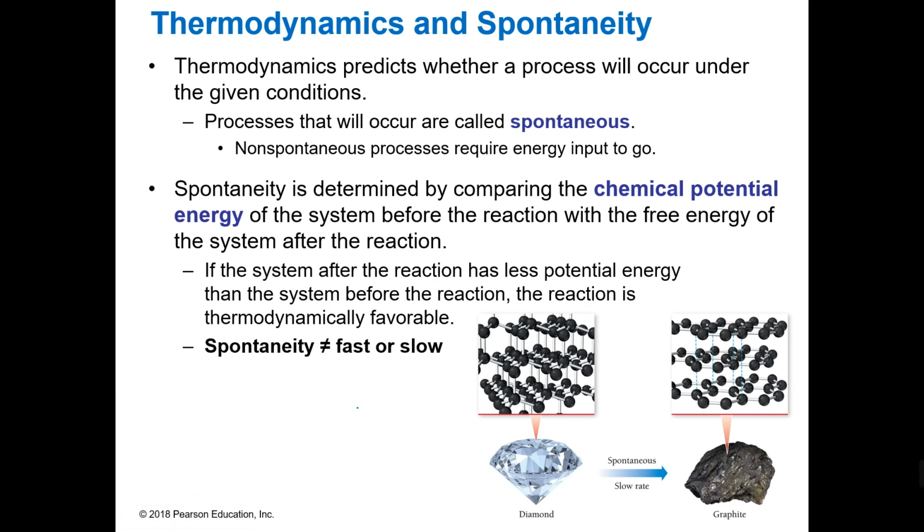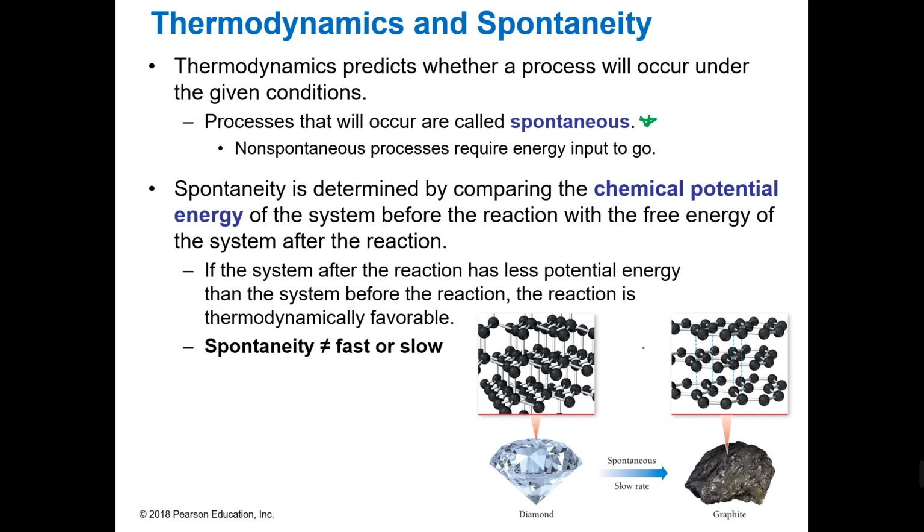When we talk about things being spontaneous, that means they're just automatically going to go. It can be fast, it can be slow. For example, think about diamonds and graphite. Remember, diamonds are carbon under extreme pressure, whereas graphite is less organized. Think of what we use in our pencils to write with, okay?